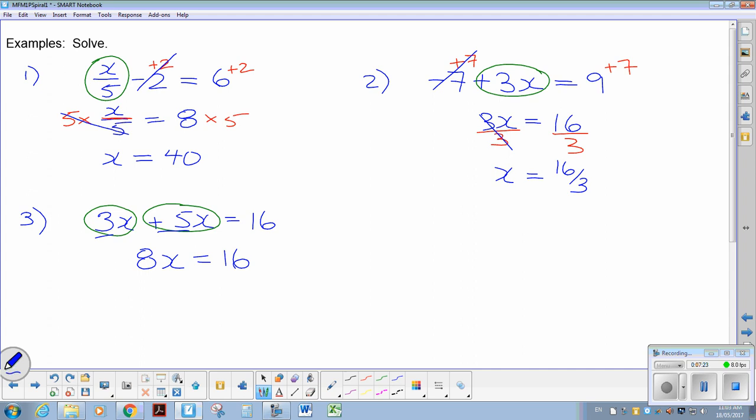So this is a two-step equation because it's still going to require us 2 steps to get to a final answer. So there's your first step. What is happening between the 8 and the x? It's multiplication. Opposite of multiplication is division. When you do that, 8 divided by 8 is 1. 16 divided by 8 is 2. And there's your final answer.